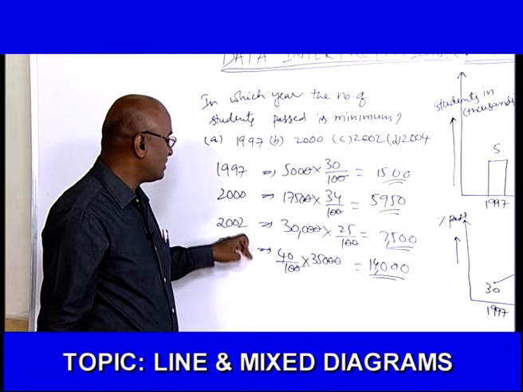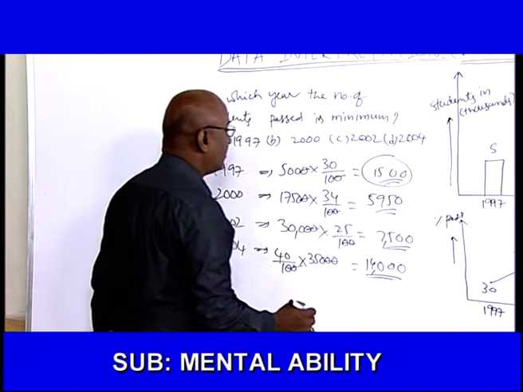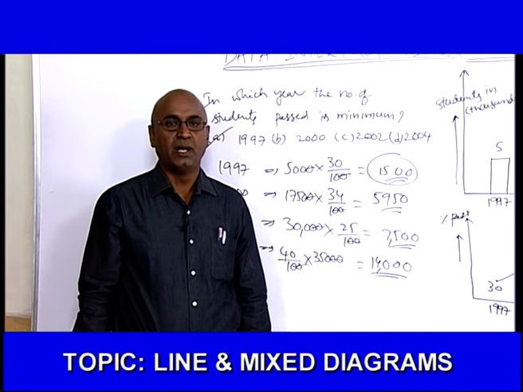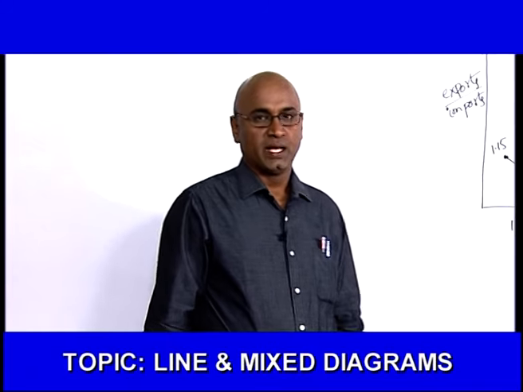By observing all these values, we can say that the number of students passed minimum is in the year 1997. So 1997లో పాస్ అయినటువంటి విద్యార్థుల సంఖ్య అత్యల్పంగా ఉందని మనం చెప్పవచ్చు. నెక్స్ట్ ప్రాబ్లం.